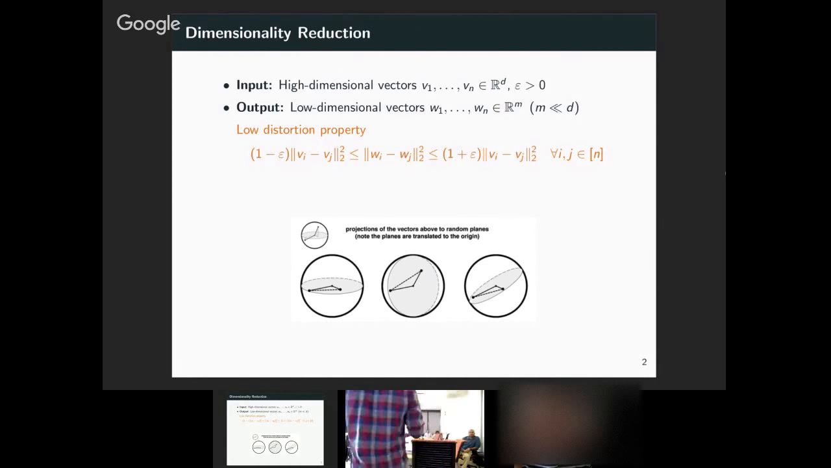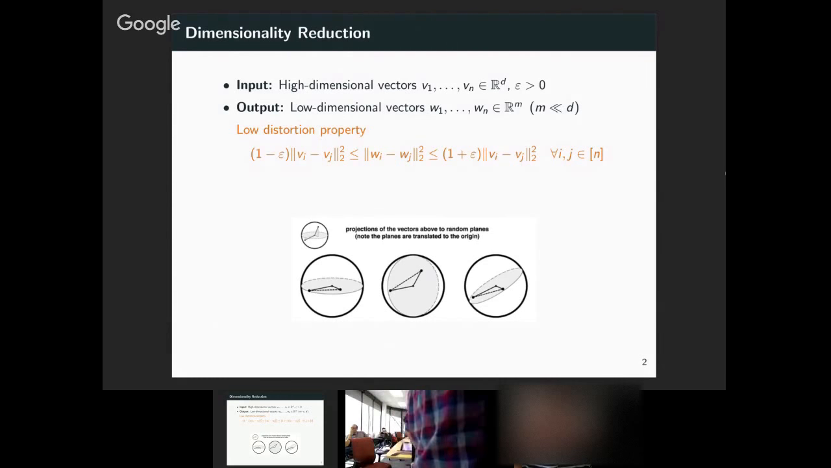So you allow the mapping to be data dependent? Yes, in our case, we will. I guess you're thinking about these oblivious kind of constructions. Our setting is not about that in particular, but it's also very interesting. Another question: is m here fixed, or are you going to pick m based on the data as well? Oh, m is going to be dependent on n and epsilon, but not on d.